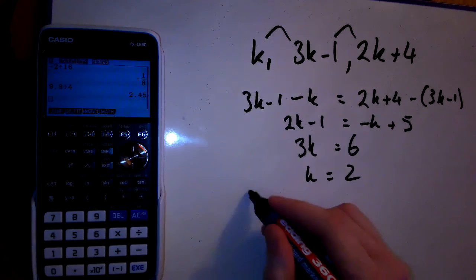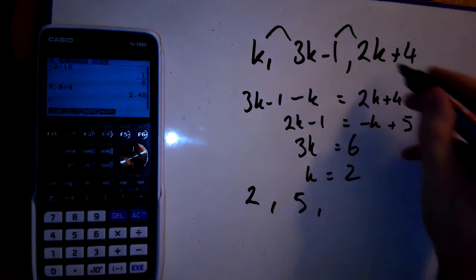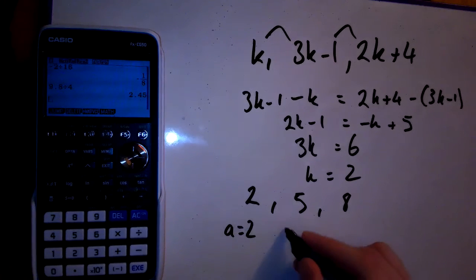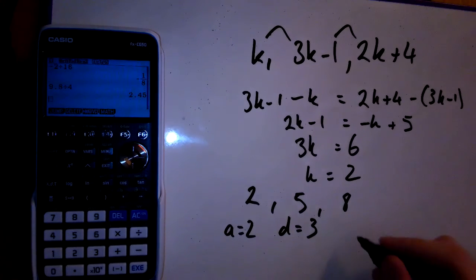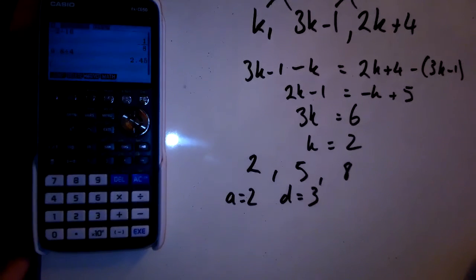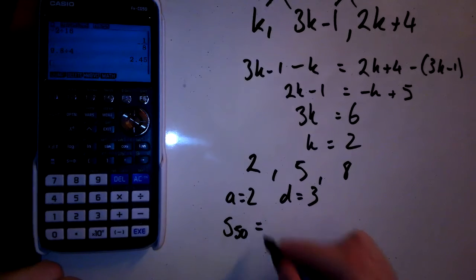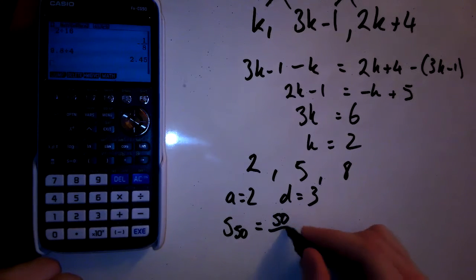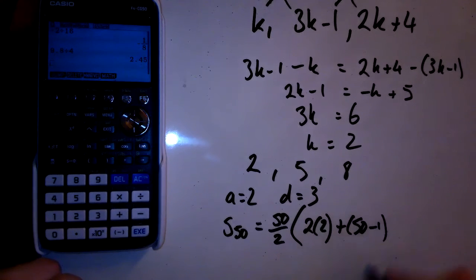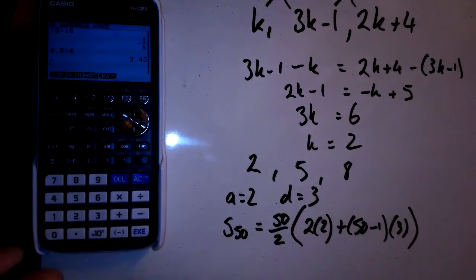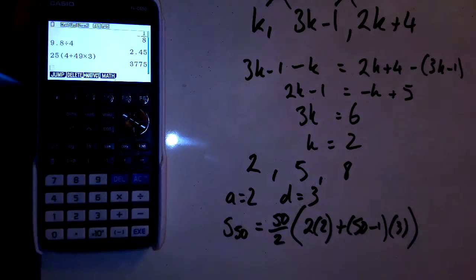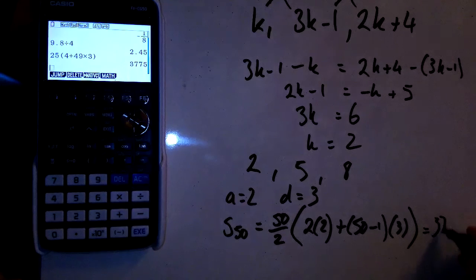So my sequence now becomes 2, 5, and 8. So it's definitely arithmetic. So a is 2, d is 3, because it's going up in 3s. And if we want the sum of the first 50 terms, so let's make a bit more room, I want S50. So the formula is n over 2, so 50 over 2, times 2a, so 2 times 2, plus n minus 1, so 50 minus 1, times d, times 3. Stick all that in your calculator, and you get 3775.